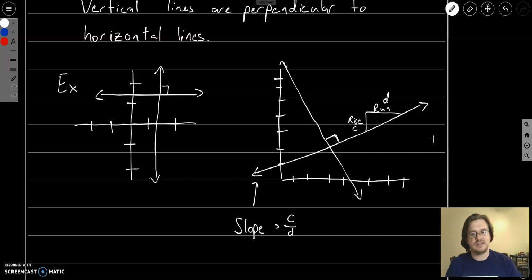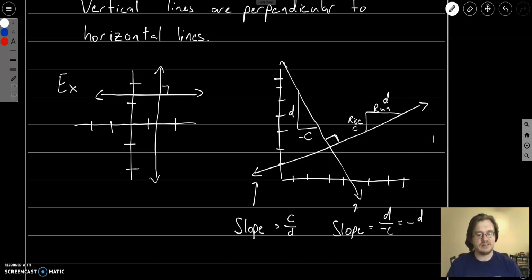Now, if I rotate this triangle 90 degrees, we can see it will go to about right here. And what was the rise is now turned into the run. And instead of going straight up, we're going backwards. So it'll be -C. And instead of going forward D, now we're going to go up D. So the slope of the new line is going to be the rise, which is now D, over the run, which is -C. And rather than writing it as D over -C, I'm going to pull out that negative sign and write it -D over C.